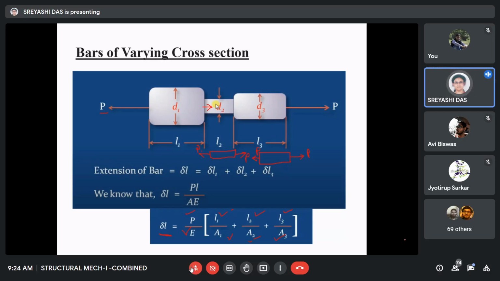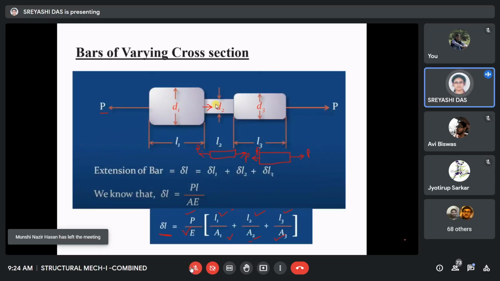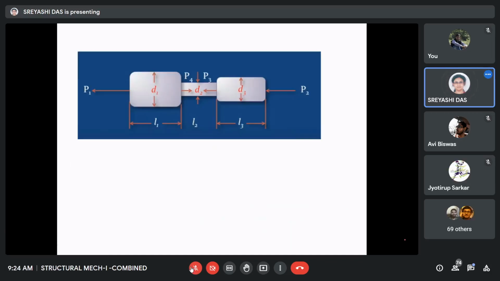So in the previous case, we have seen the same cross section area but subjected to different axial loads. Here we have seen the same axial load but different cross sections. Now this is another case where it is subjected to various cross sections and also various axial loads. So here at the left end, the axial load is P1. Here at the right end, the axial load is P4. And in this cross section, the axial load is P3 in the left direction.